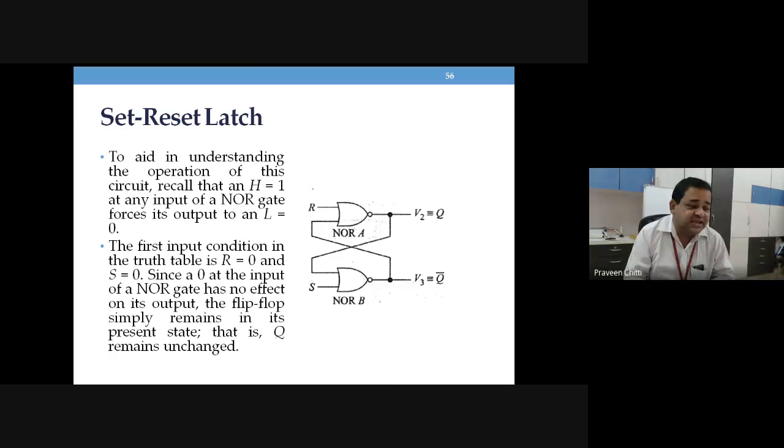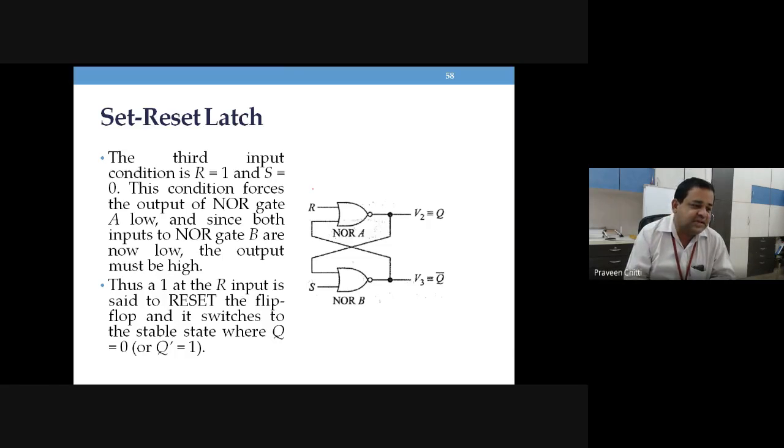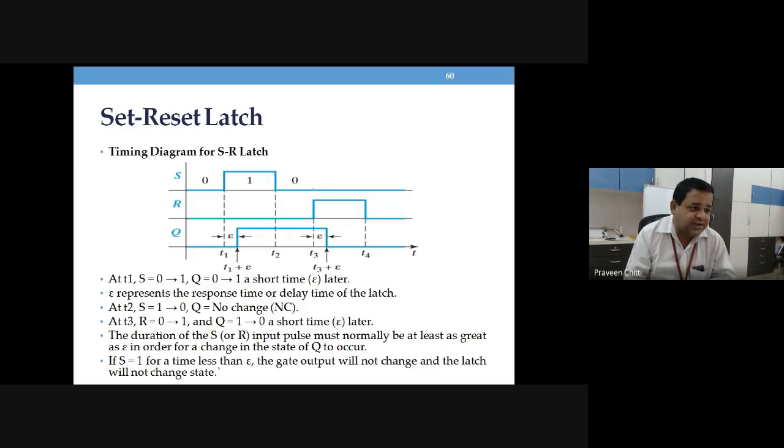That's what each and every step case I have explained is shown here in a different slide. When you give R equal to 1, S equal to 0, then R equal to 0, S equal to 1, what happens? And lastly, when R equal to 1 and S equal to 1, what happens? Also the timing diagram is shown here by considering a small delay. You can see how the output is drawn.